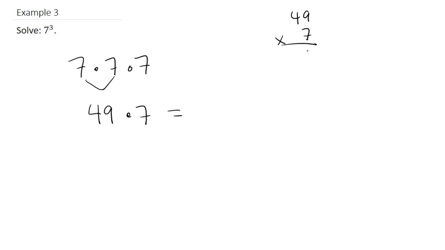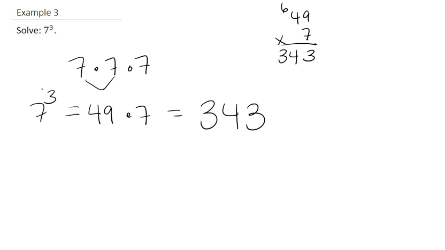9 times 7 is 63. 3, carry the 6. 4 times 7 is 28, plus 6 is 34. So we have 343, which is equivalent to the 7 raised to the 3rd power.